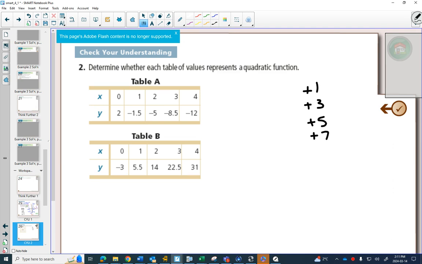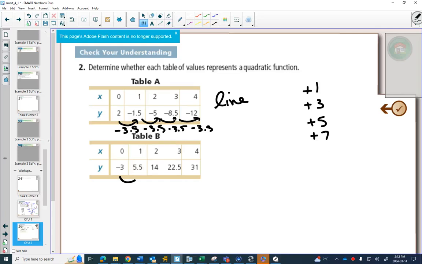If I check table A, what's happening between this one and this one? I'm subtracting 3.5, right? And then what happens between this one and this one? I subtract 3.5 again. And then I subtract 3.5 again and subtract 3.5 again. Does that follow the 1, 3, 5, 7 pattern? No. In fact, when it's always the same, that's like a slope of a line. Rise over run is always the same. That makes a straight line.